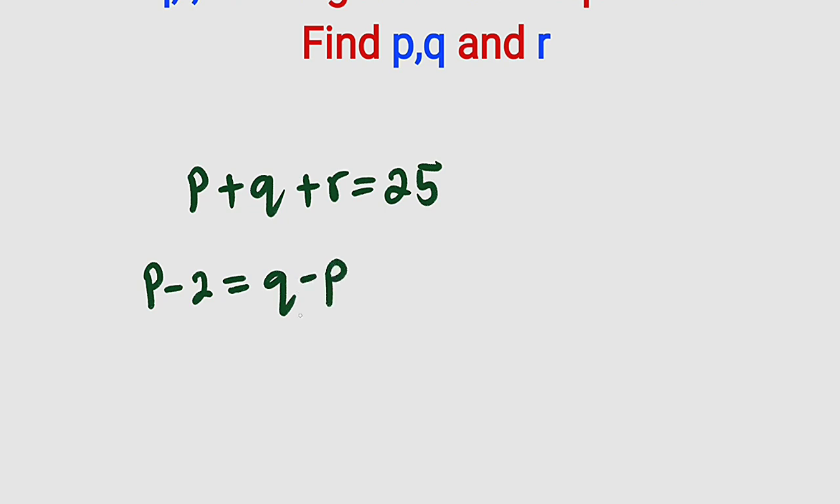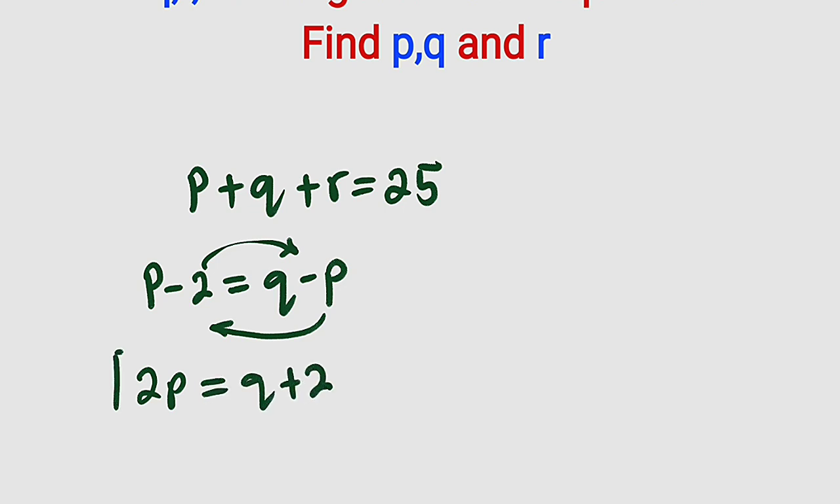We can collect the like terms. If you bring this one backward, it becomes positive. You take this one to the other side, it becomes positive. If P crosses over, it becomes plus. We have P plus P equal to 2P, and this is equal to Q plus 2. This is another important equation.